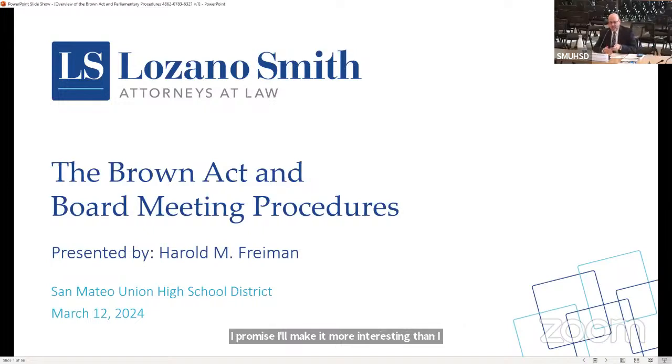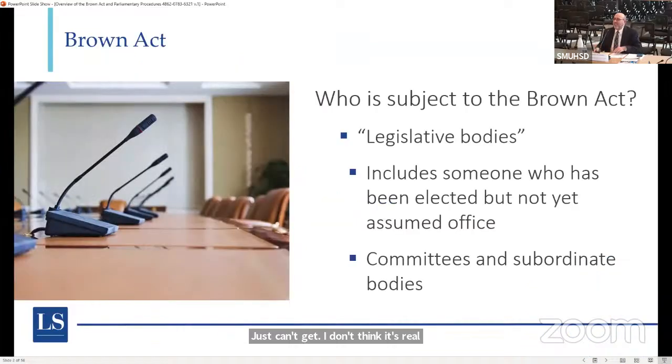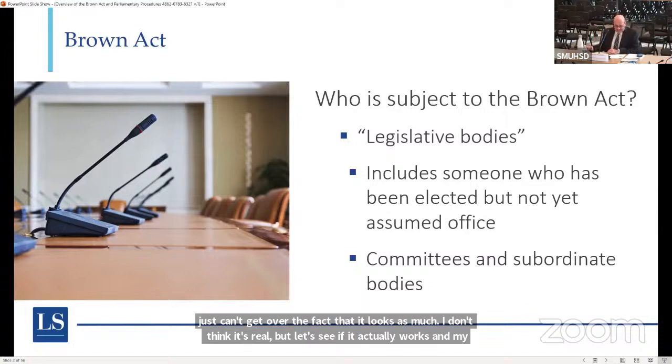So with that, I'm going to take this clicker, which I commented actually to Char, looks like a children's toy. I just can't get over the fact that it looks this much. I don't think it's real, but let's see if it actually works. And oh my gosh, it does. Like a walkie-talkie. It's the small child walkie-talkie you get in a cereal box.